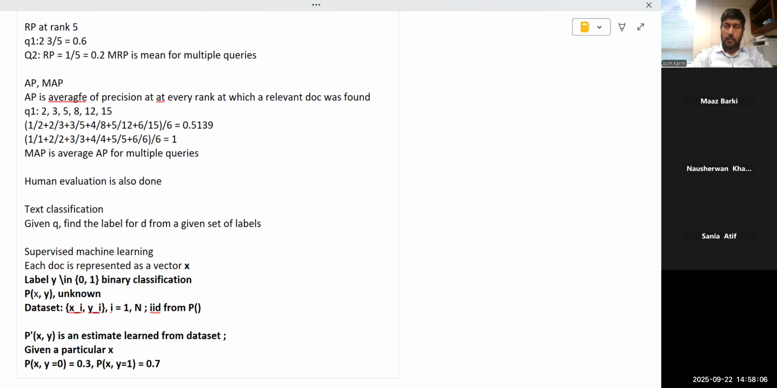And this step that I mentioned here is called the learning step. And this is basically called the inference step. Okay? So this is the probabilistic view of supervised machine learning.